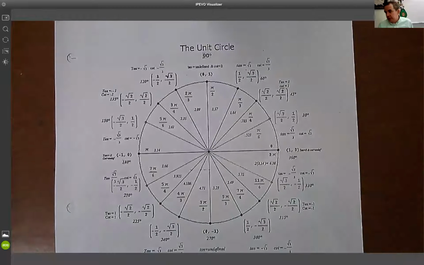Okay, we're going to go ahead and take a look at everything we've worked on so far. This is day one's lesson. So share the screen. All of this is predicated on reading the unit circle backwards.